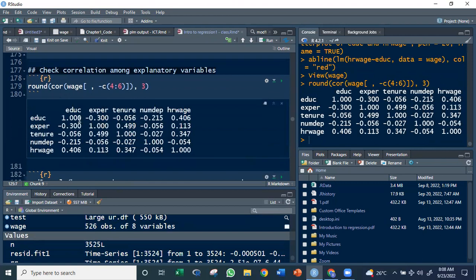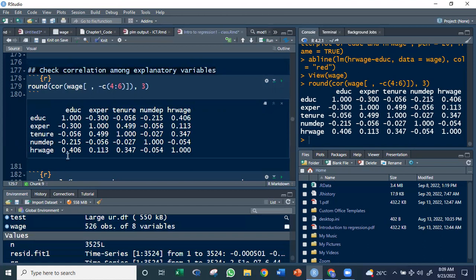And then we use this round function to just limit the decimal places to 3. Okay. So very quickly, guys, ito na yung correlation nila, no? Yung diagonals dito, syempre 1 lahat yan kasi it's a correlation of the variable with itself. So 100% yung correlation with itself. And then what we're interested here is si hourly wage. How correlated is it with the independent variables? Notice ang pinakamababa si number of dependents, negative 0.05. So among these variables, si number of dependents ang hindi masyadong correlated with hourly wage.